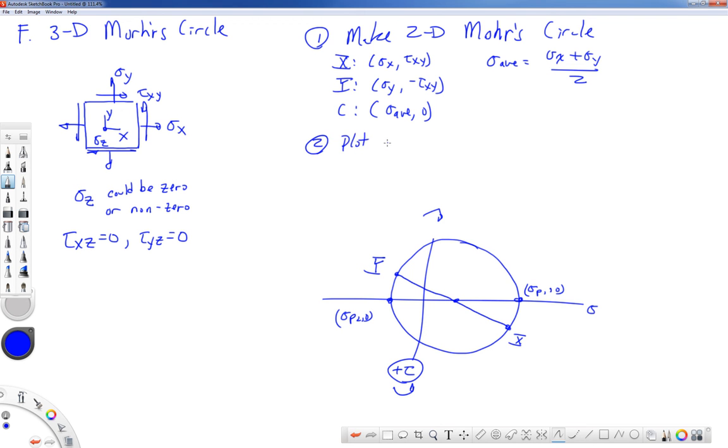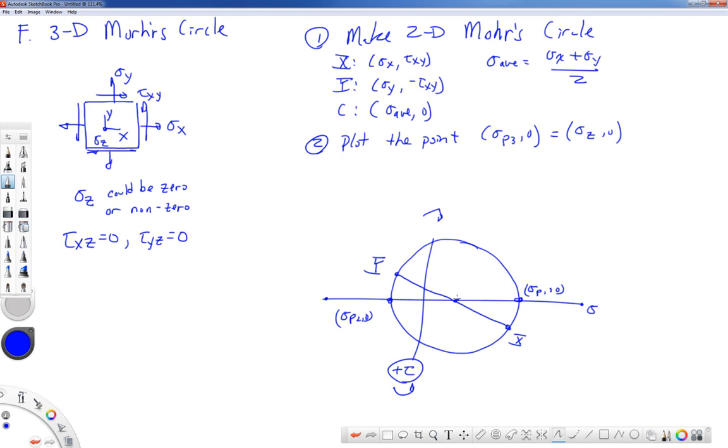We plot an additional point, which is going to be sigma p3 comma 0, which if tau xz and tau yz are 0, is going to be sigma z comma 0. Now this third point could fall anywhere of 3 spots. Suppose sigma z was bigger than sigma p1. It would plot over here somewhere. Suppose sigma p3 was less than sigma p2. It would plot over here somewhere. Suppose it was in between, then it would plot in between sigma p1 and sigma p2. Wherever it lands, that's where you plot it. It could even be the same value as sigma p1 or sigma p2.